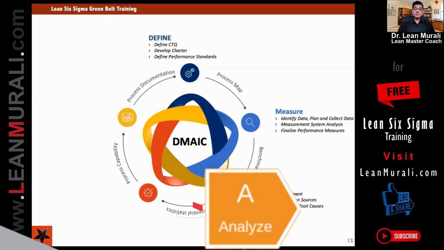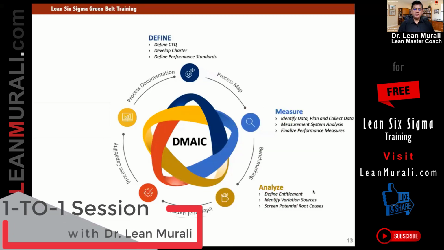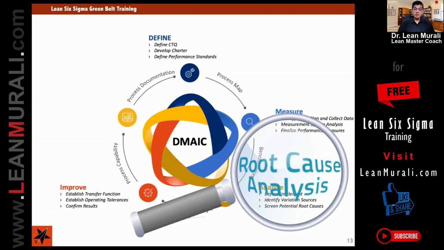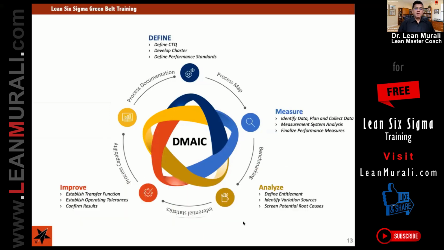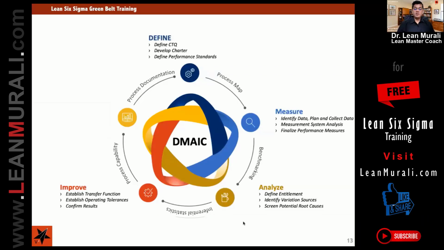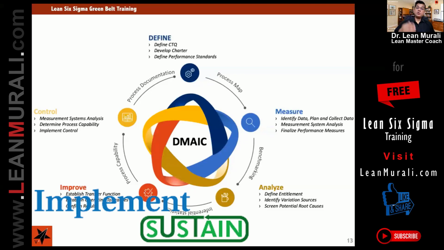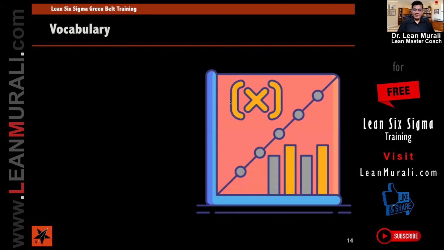And analyze: what is the required quality, the entitlement quality, and we will see the sources of variation. We will get into root cause analysis. We will organize the causes and then get into analysis of this process. And then improve: establish the transfer function, from what level to what level we are going to transfer. And finally, after we implement, how do we sustain that? What are the control methods that we use to sustain that? Now let me get back to vocabulary again. This is a high level view. And again, I'm coming back to vocabulary.